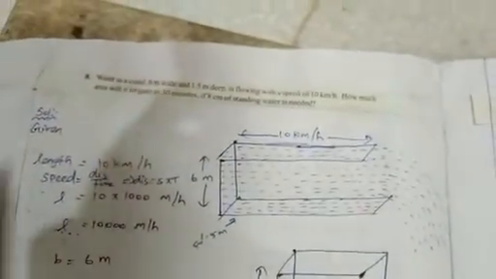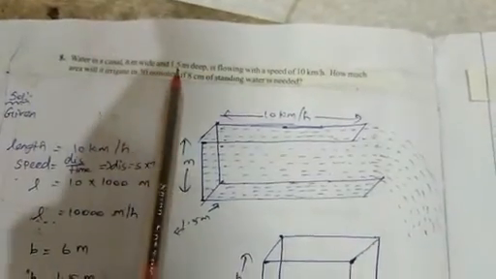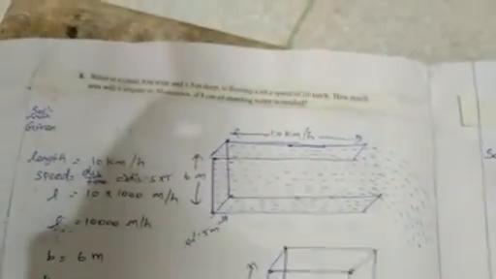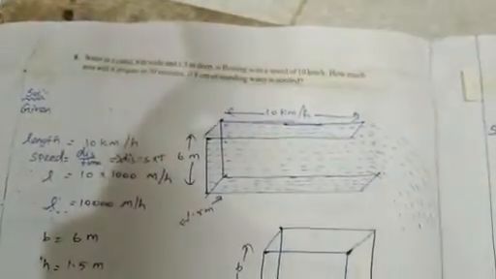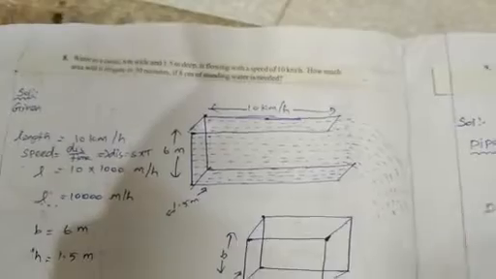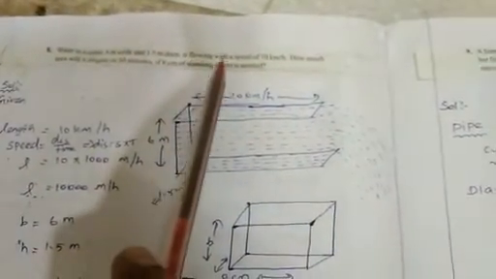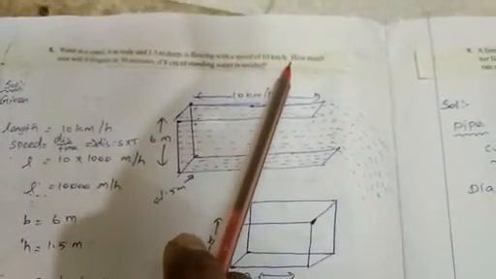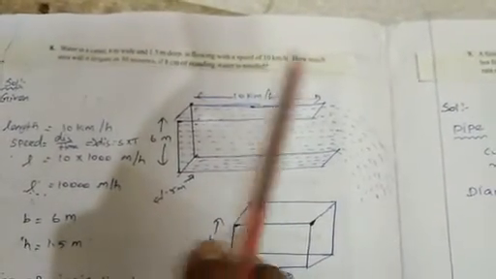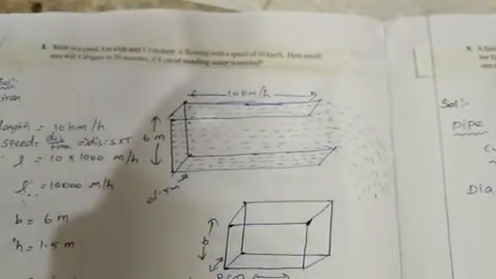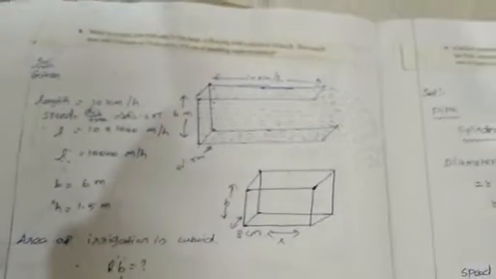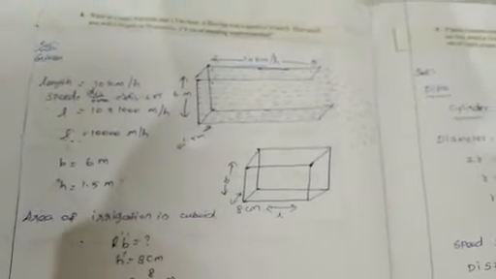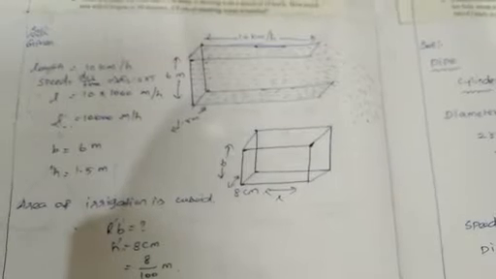Water in a canal 6 meter wide and 1.5 meter deep. The width is given, and how deep it is also given, 1.5 meter, is flowing with the speed 10 kilometer per hour. Per hour the speed is given, 10. How much area will it irrigate in 30 minutes, that is half an hour, if 8 centimeter of standing water is needed? So here just to recall, standing water and area are given, that is nothing but cuboid.